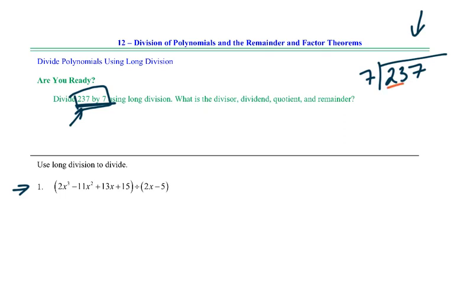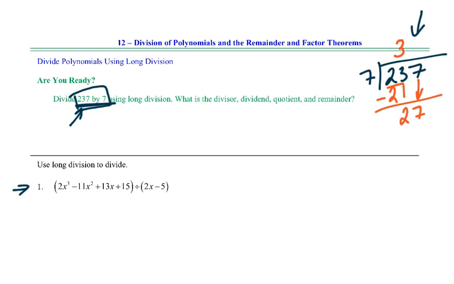So 7 times what gives me something close to 23 without going over? That's going to be 3 7s, which gives me 21. Now, if you think about that, that's in the tens place, so that'd be like a 30, which would be like 210. So just keep in mind that we're not trying to lose our place values when we do this. We then subtract to find out what's left over. We have a 2. We bring down the next digit.